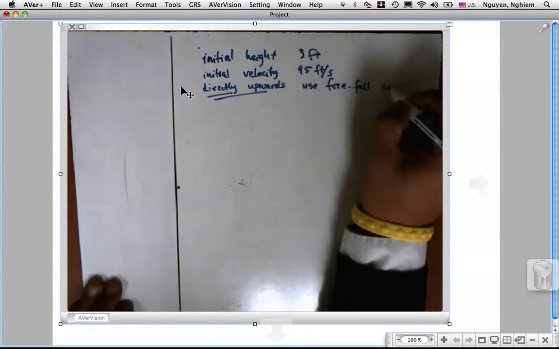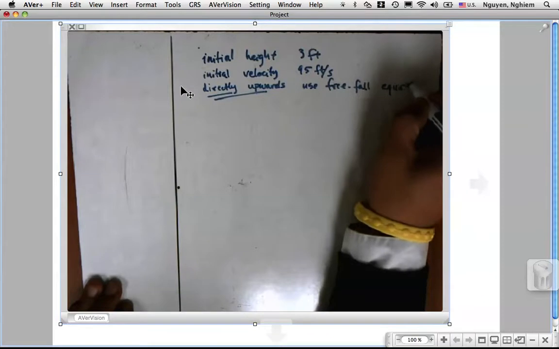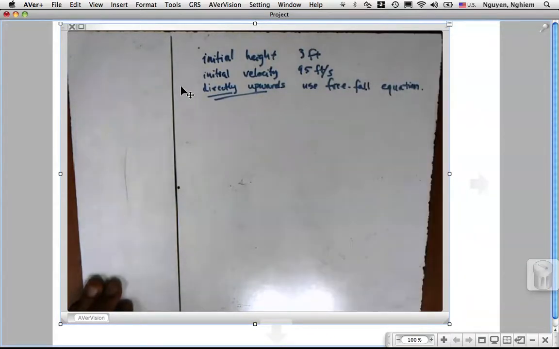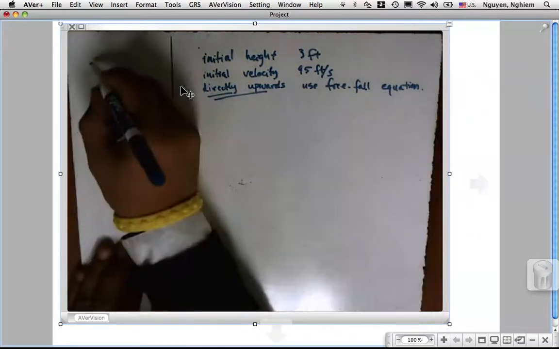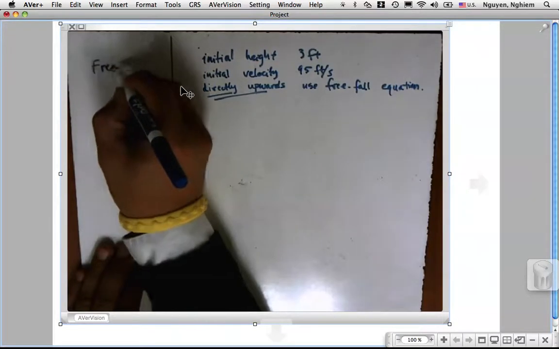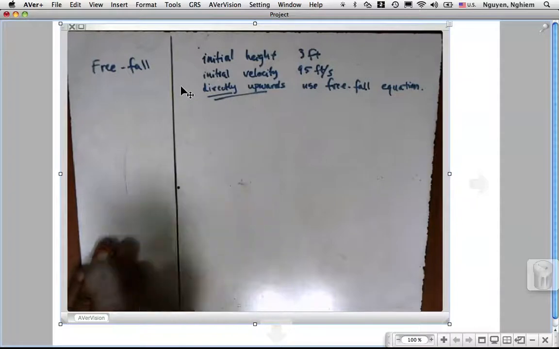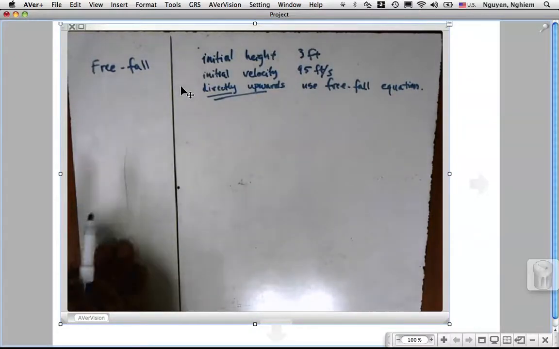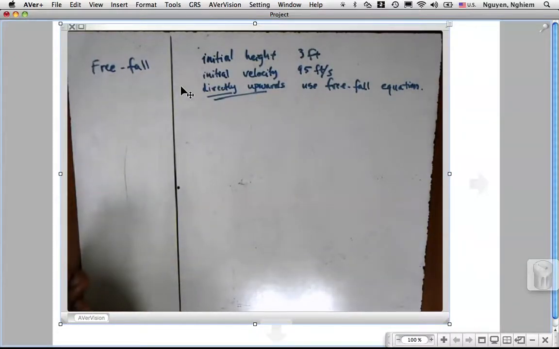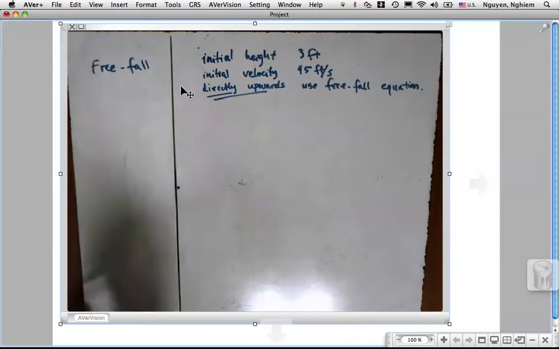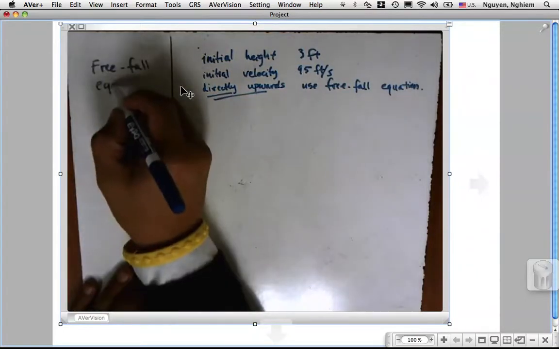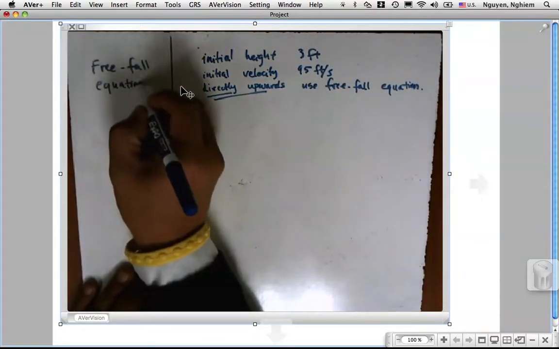Now, there are cases when even if it's not directly upwards, we can still use the free fall equation, but we have to be a little bit more careful about those cases. This problem is a fairly simple one, because it's launched directly upwards, so we don't have to think a whole lot about this. If you see that it's launched directly upwards, and it was a tennis ball, so there's no engine or anything that's powering it, we can basically use the free fall equation.